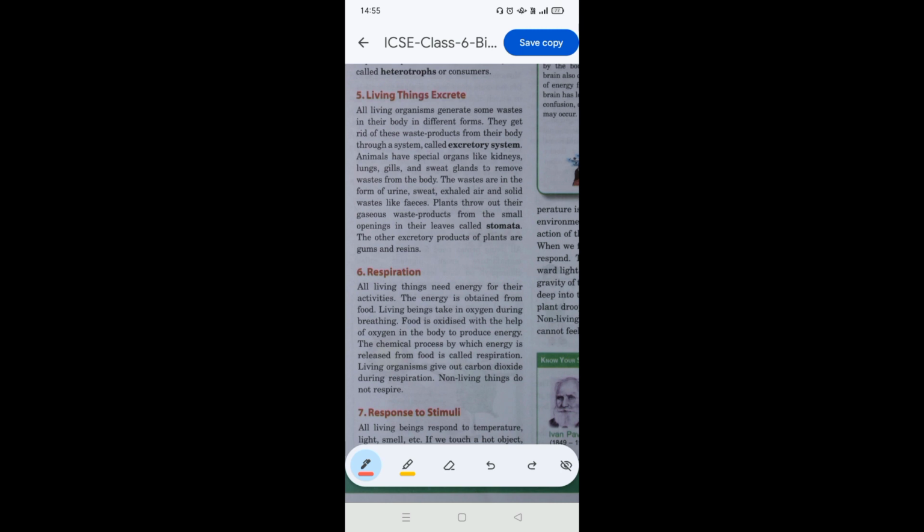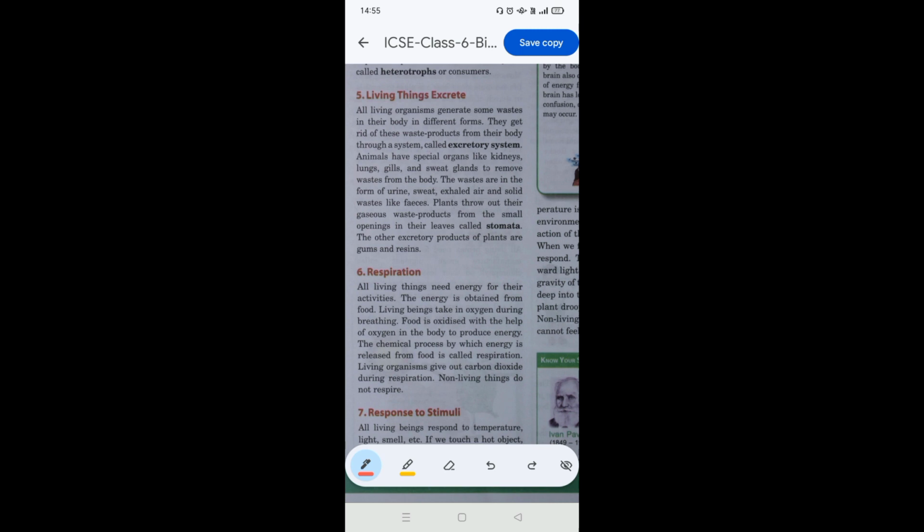Living organisms give out carbon dioxide during respiration. Non-living things do not respire. So, the sixth characteristic of a living organism is that they do respire. What is respiration?